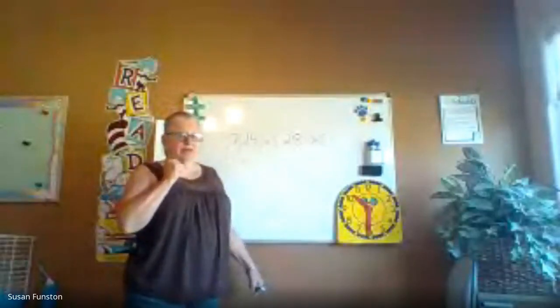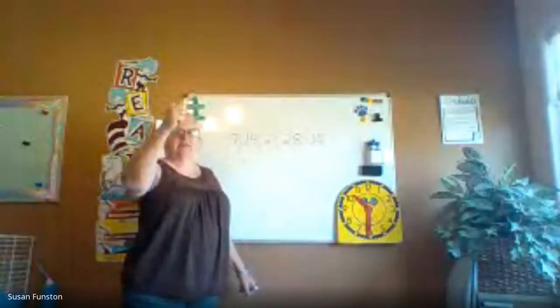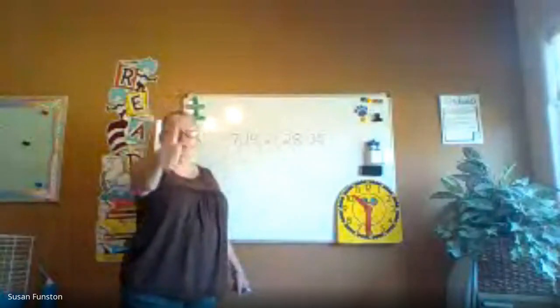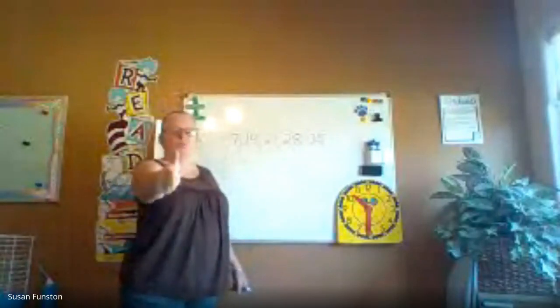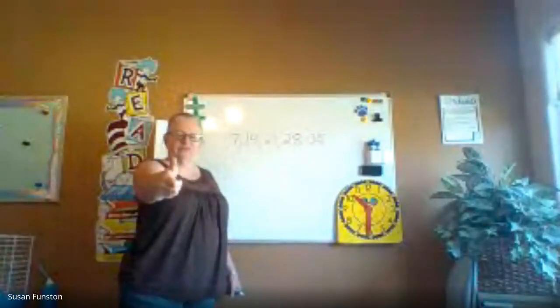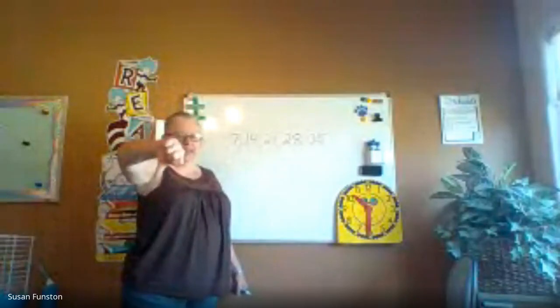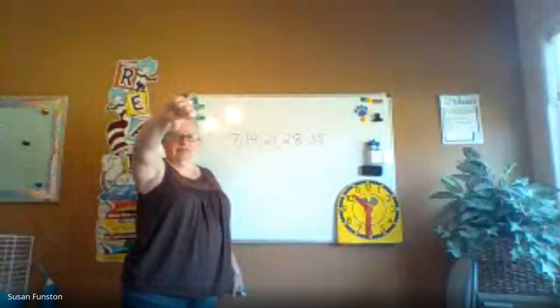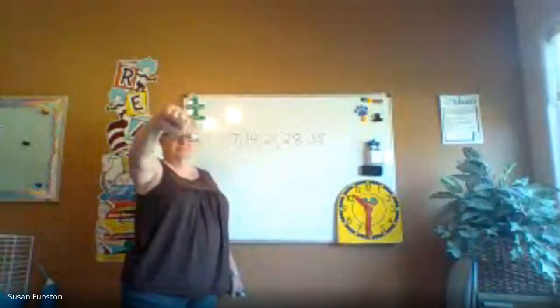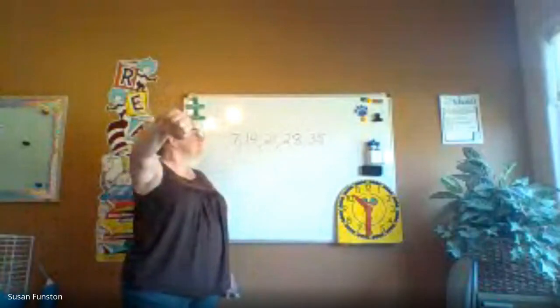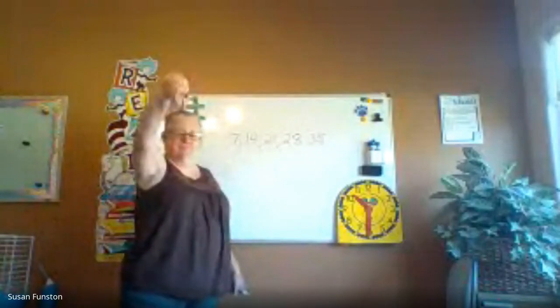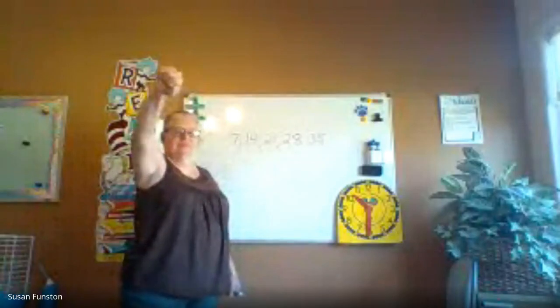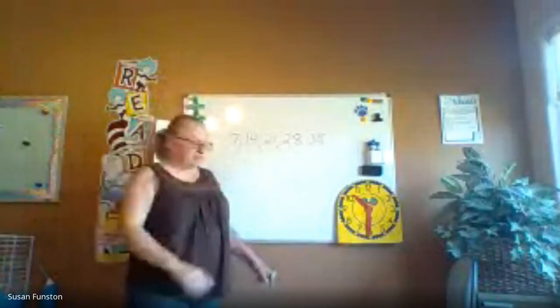See if we're going to go forwards or backwards. Ready? Go. 7, 14, 21, 28, 35, 28, 35, 28, 21, 14, 7. All right, fantastic.